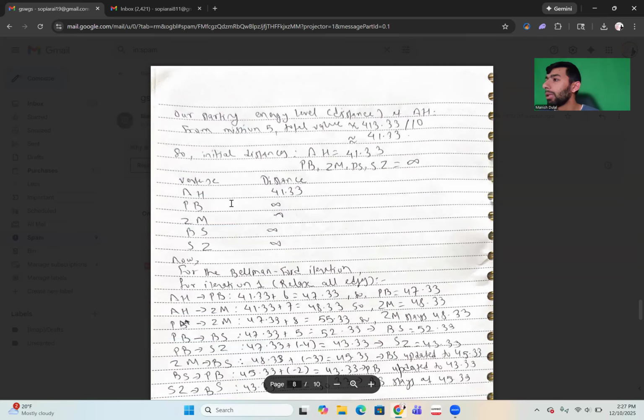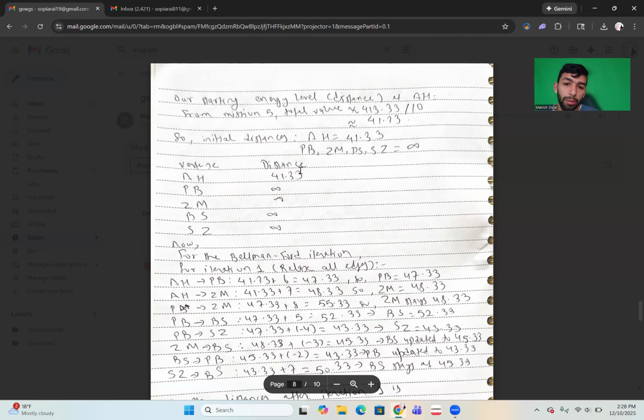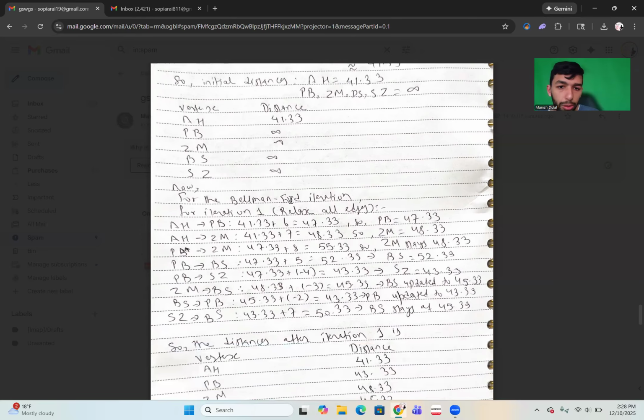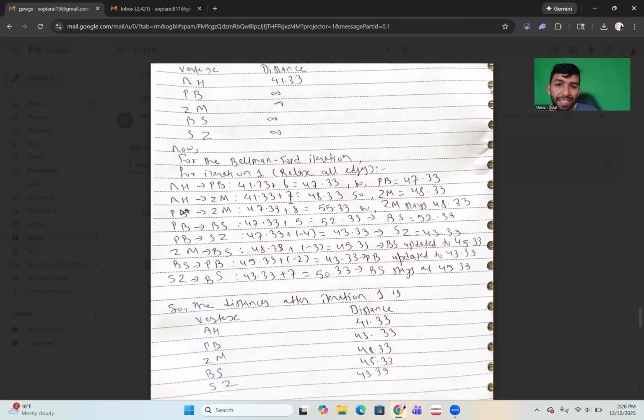So what the question is asking us to do is it has given us a starting energy level, which would be total value from mission 5 divided by 10, instead of 0. And we're using this as the initial distance from AH, which would be our starting point, right? So that's what we're doing right here. Our starting energy level is 41.33, and everything else I've written out as infinity because I don't think zero would be the right answer. I don't know, maybe I'm wrong, to be honest.